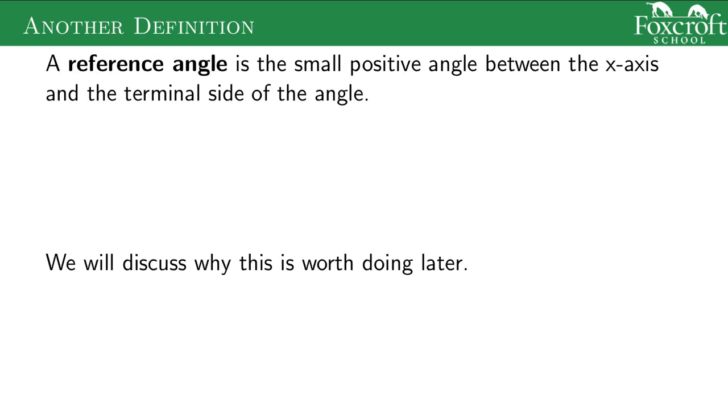A reference angle is a small positive angle between the x-axis and the terminal side of the angle. The terminal side just means the one that's not the positive x-axis. If I think about some random angle, it looks like this. This is the terminal side, because it's the side where something interesting is happening. And it's the small positive angle between my terminal side and the x-axis, so it's this angle here. That's the reference angle that I'm talking about.